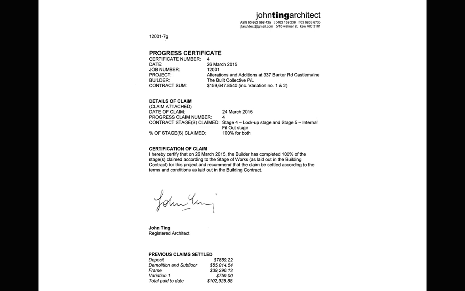But these claims are very specific and very formal. So they say that 100% of the stage claim has been completed. They tell us what the stages are. They tell us who is claiming it, and what the contract sum is, and so on and so forth. And I actually explicitly write here that I hereby certify on the 26th of March 2015, the builder has completed 100% of the stages claimed according to the stage of works, and so on. And then I sign it off.